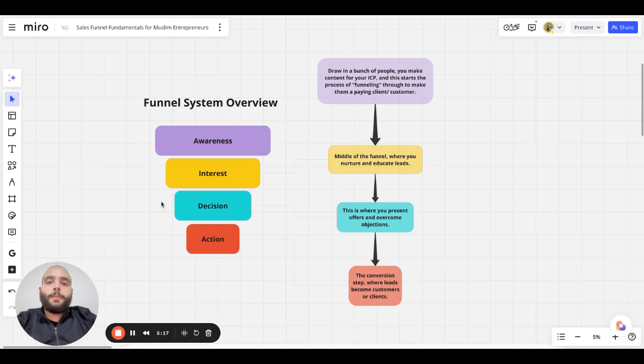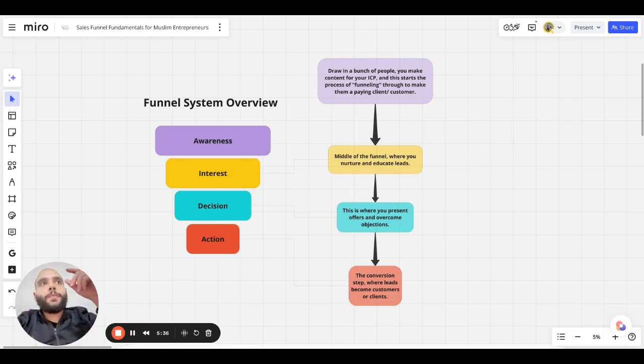How you do that? Social media, blog posts, advertisements. Really, there's no limit to it. It's how you get your name in the door, how you get your foot in the door to your ICP. The next, the yellow one, is interest. So middle of the funnel, this is where you're gonna nurture and educate your leads.